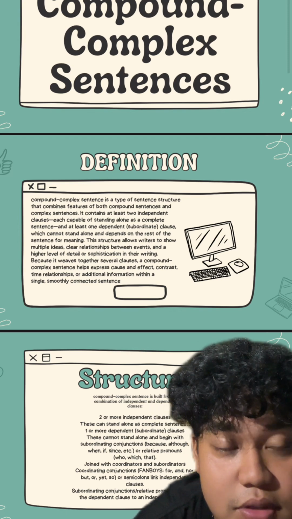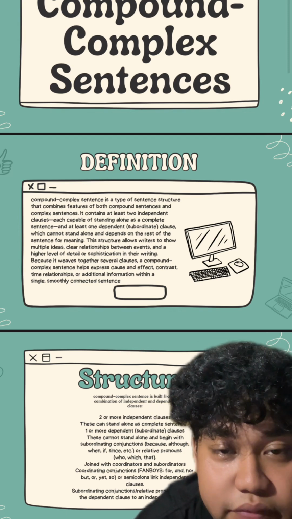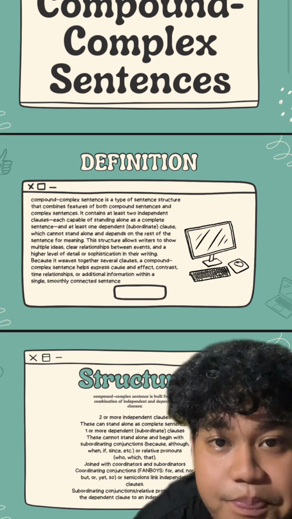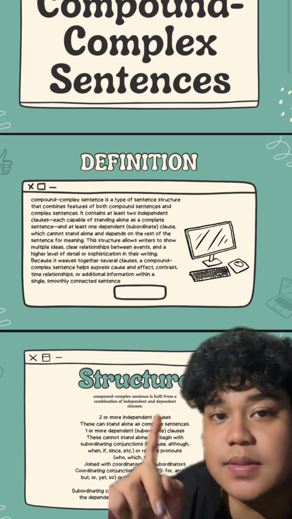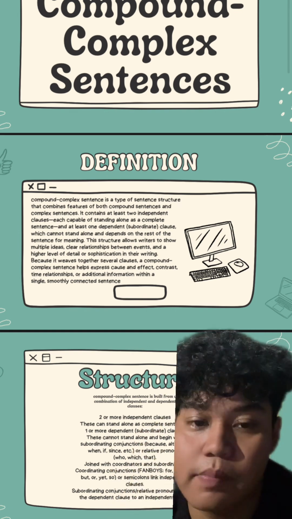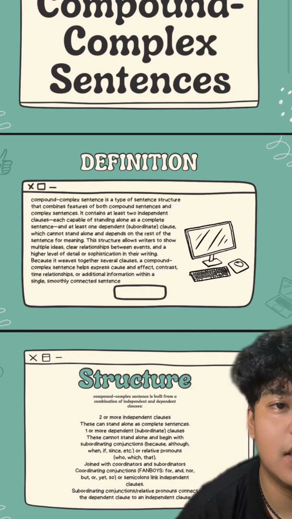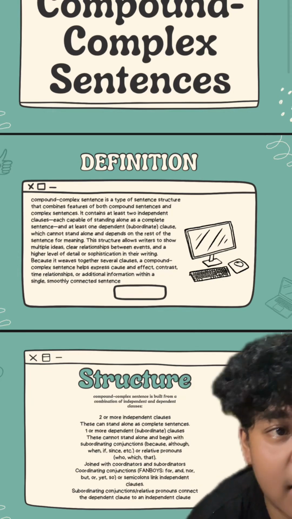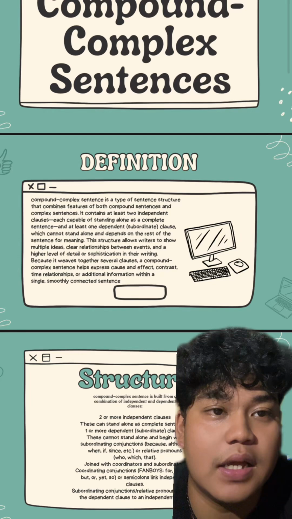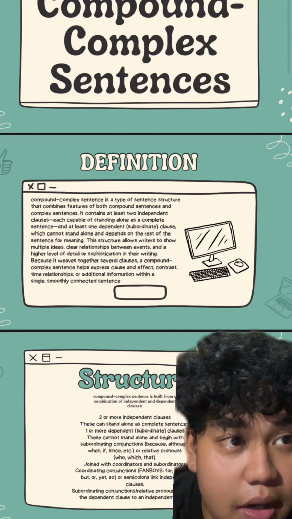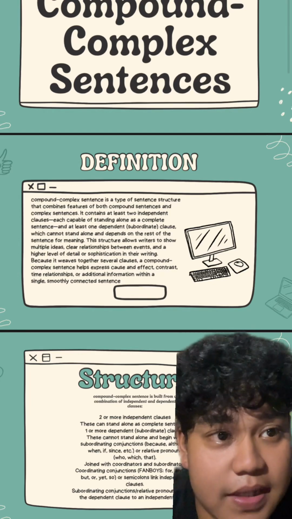33240109. Today I'm going to share my PBL project for the mid-semester exam: compound complex sentence. Definition. A compound complex sentence is a type of sentence structure that combines features of a compound sentence and a complex sentence.